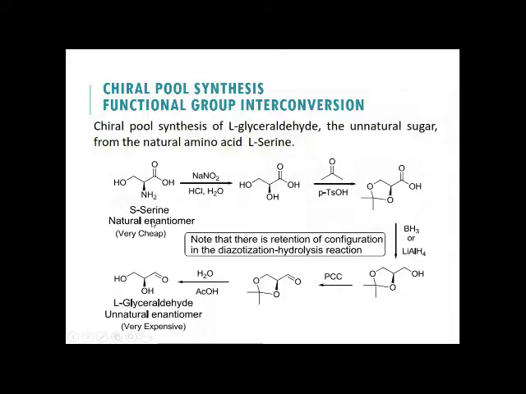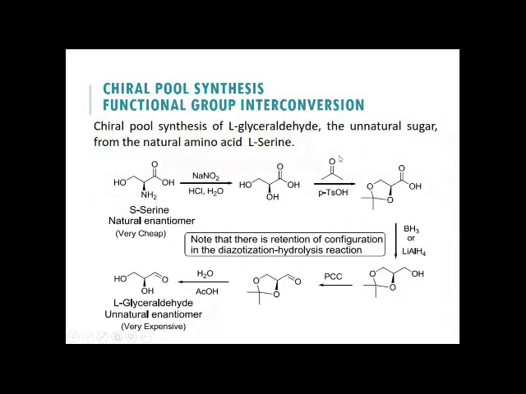So in the first step, what happened? NaNO2 and HCl. As you all know, if we react a primary amine with NaNO2 and HCl, both produce nitrous acid. Nitrous acid reacts with the primary amino group, which is converted into the diazonium salt, and after workup in water, that gives a hydroxyl group. So the amino group is replaced by an OH group.